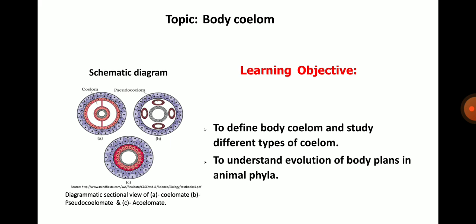So the learning objectives of this topic being to define body coelom and study different types of coelom, and to understand evolution of body plans in animals. The three figures A, B and C in this slide will give you the diagrammatic sectional view of coelomate, pseudocoelomate and acoelomate condition respectively.